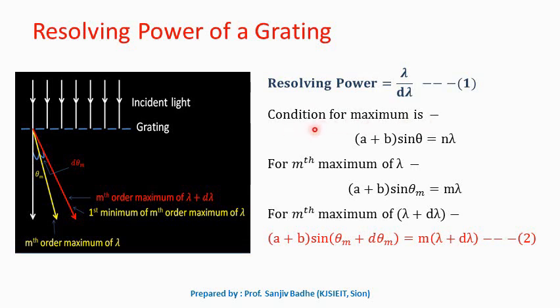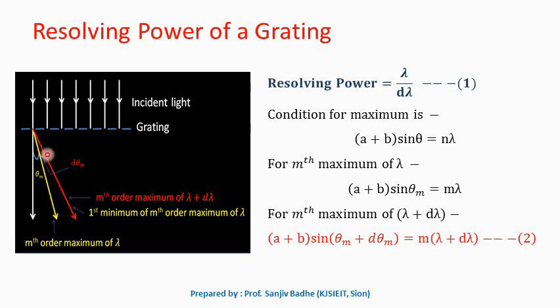Condition for maximum in case of diffraction grating is a plus b sin theta equal to n lambda, where a is width of the slit, b is width of the separation, theta is the angle at which nth order maximum is obtained. So, for mth order maximum of lambda, which is obtained at an angle theta m, we can write a plus b sin theta m equal to m lambda, mth order, so n is replaced by m.